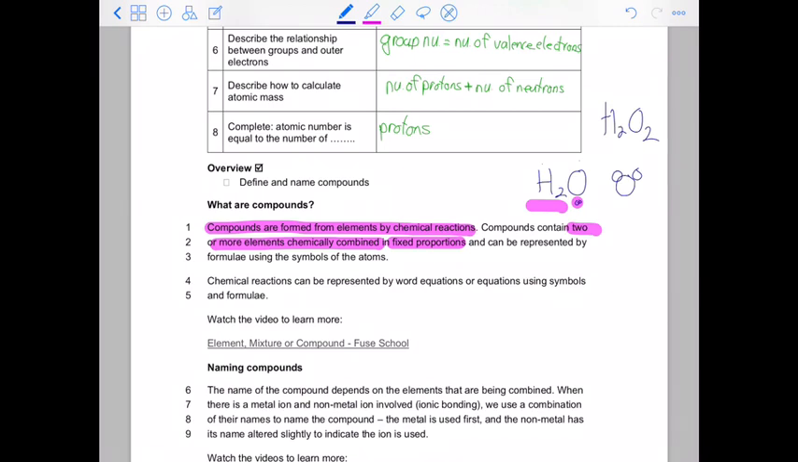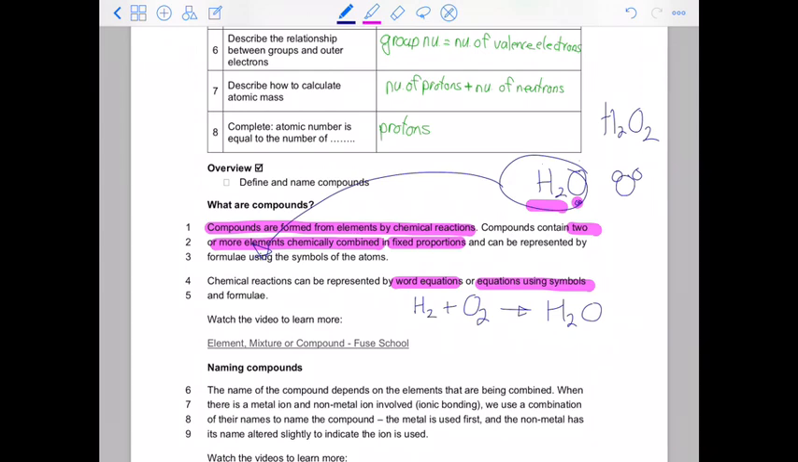And they can be represented by formulas using the symbols of the atoms. So this here is an example of a formula, right? Chemical reactions can be represented by word equations or equations using symbols and formulas. So for example, one way you can make water is by reacting hydrogen and oxygen together. So we know in real life, hydrogen exists as H2, and we can react that with oxygen, which is also O2, which gives us H2O.